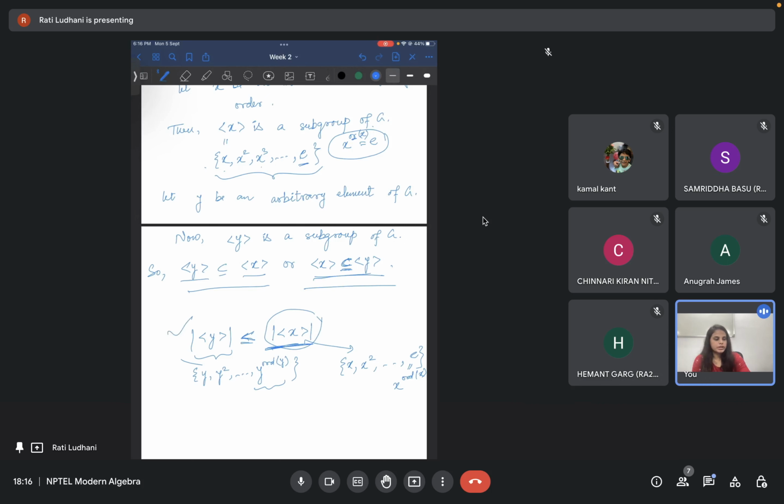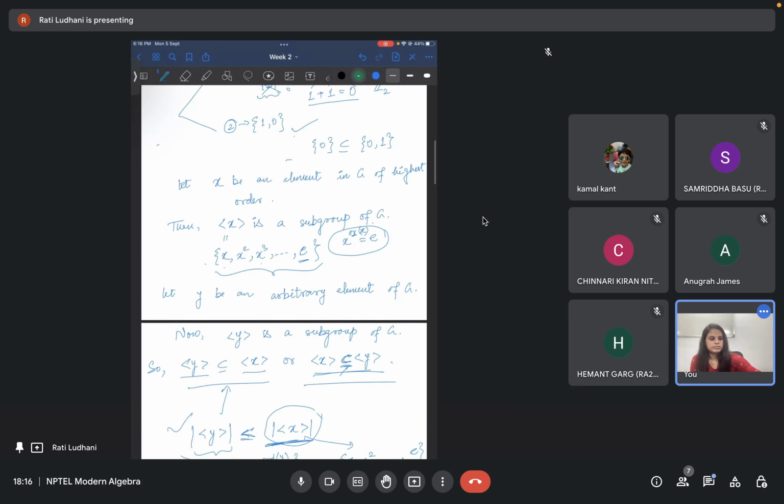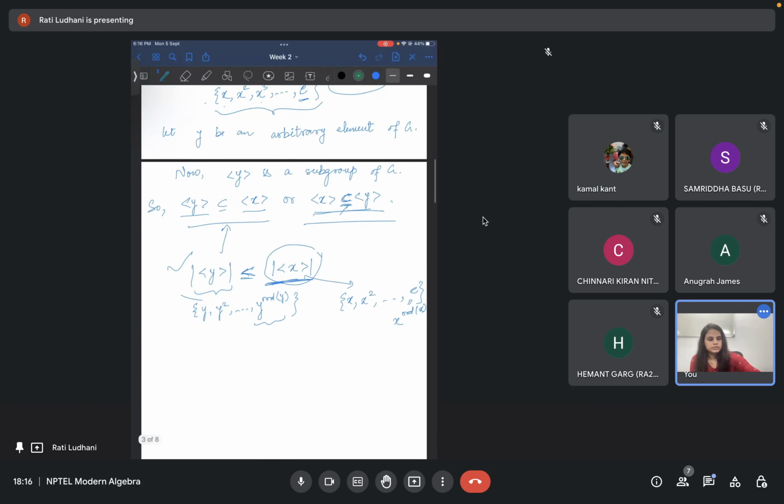If this is true, then definitely this will be true and this will be false. False in the sense that this is not properly contained. Okay, so equality could be there. Think about how x has been chosen. What is x? Highest order. Yeah, this is of highest order. What does that mean here?